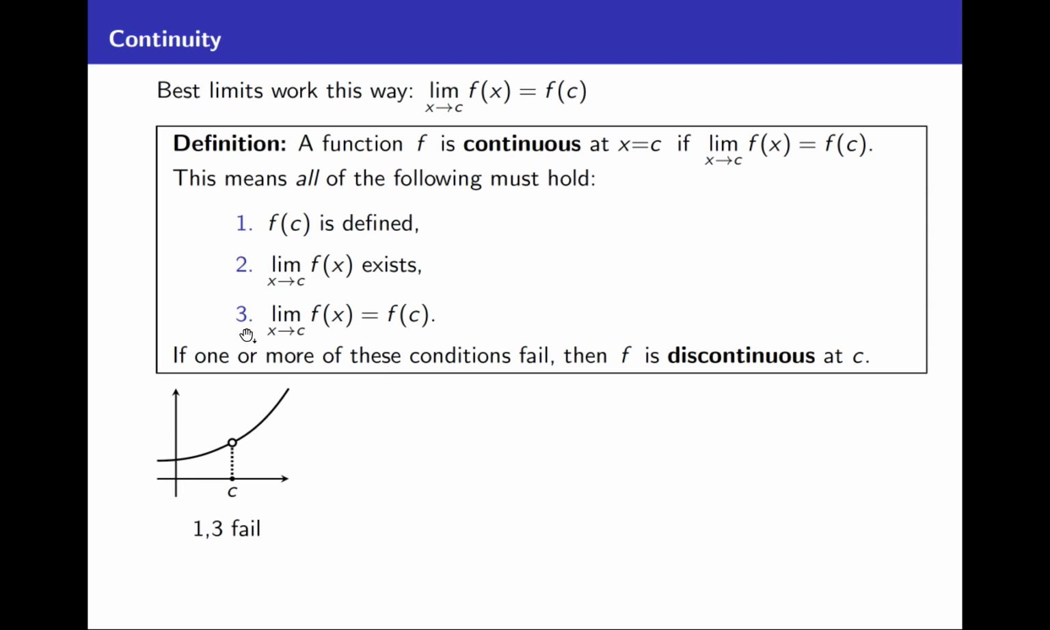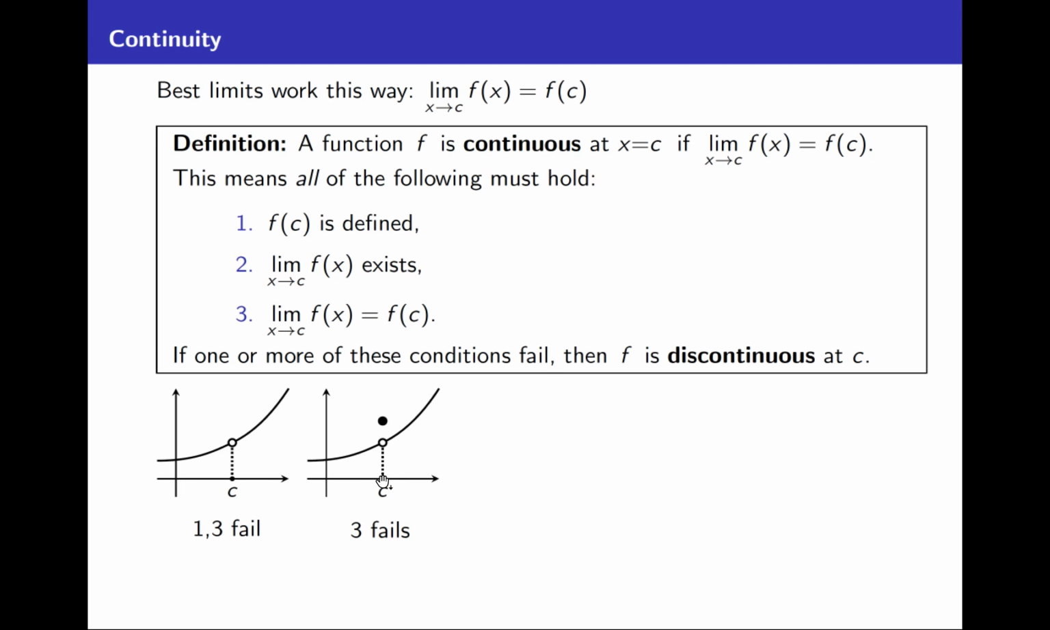And finally, property 3, we'd have to say that fails as well, because f of c is not defined, so this limit can't equal f of c. So here properties 1 and 3 fail. So here is a function that's not continuous at x equals c.